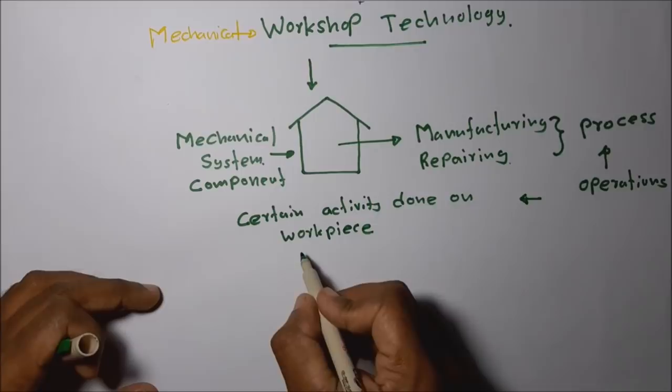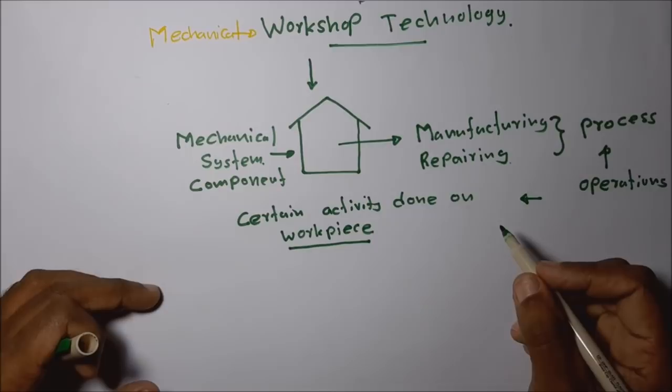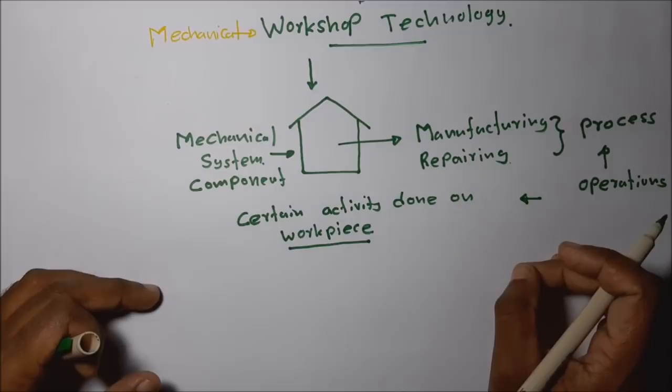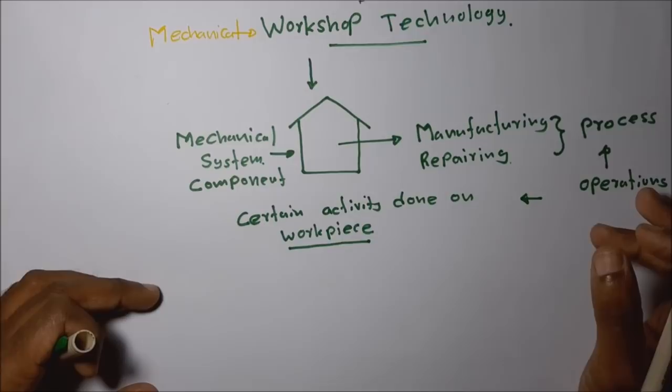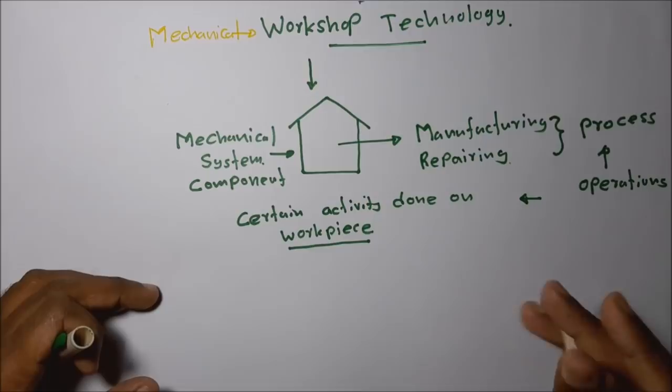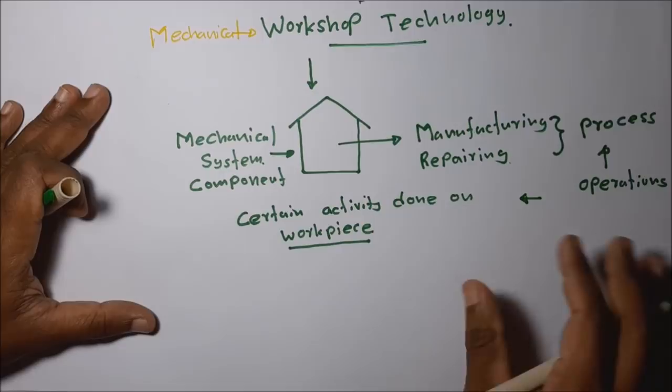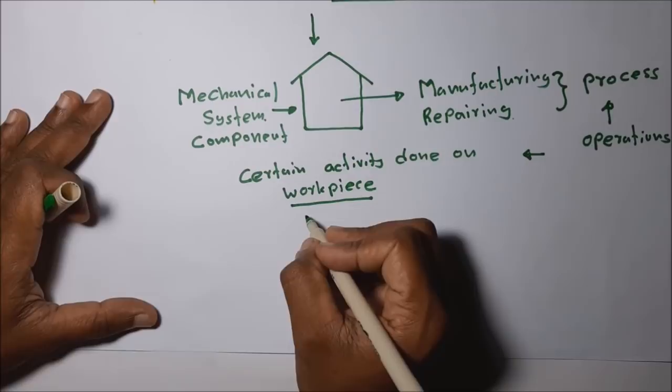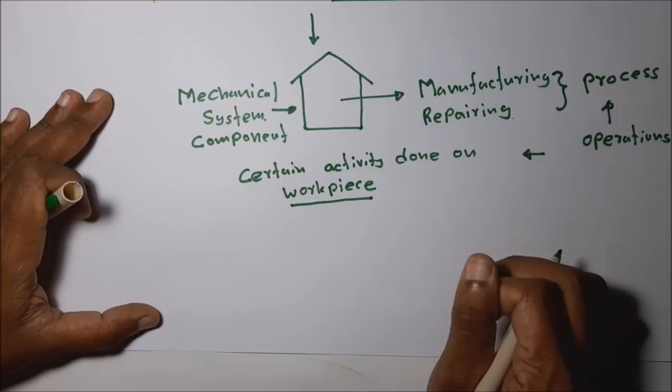The turning operation, drilling operation, grinding operation, thread cutting operation, these are the unit operations. The process is a combination of these operations. The manufacturing is a process, repairing is also a process. So first tell me, what is the workpiece? The workpiece means the initial piece of material taken for a certain operation.